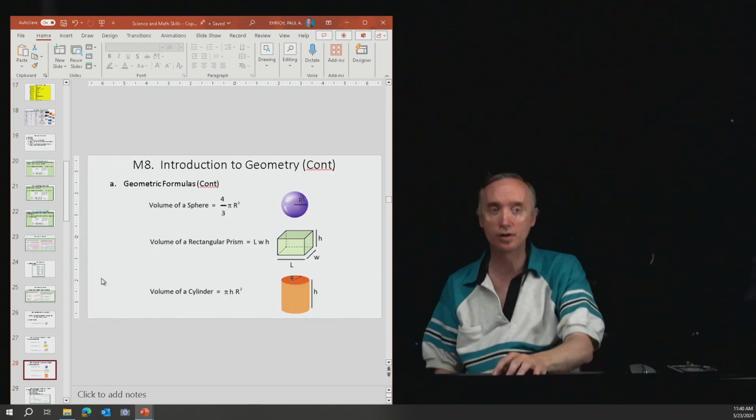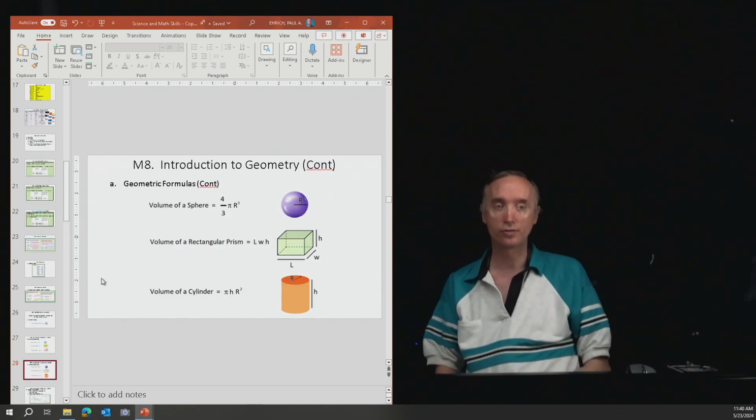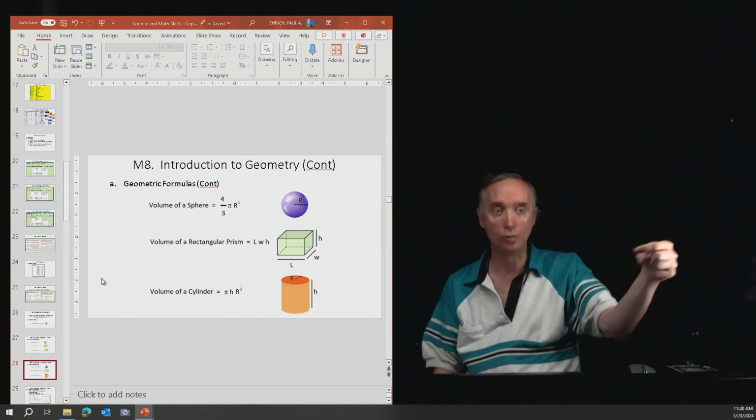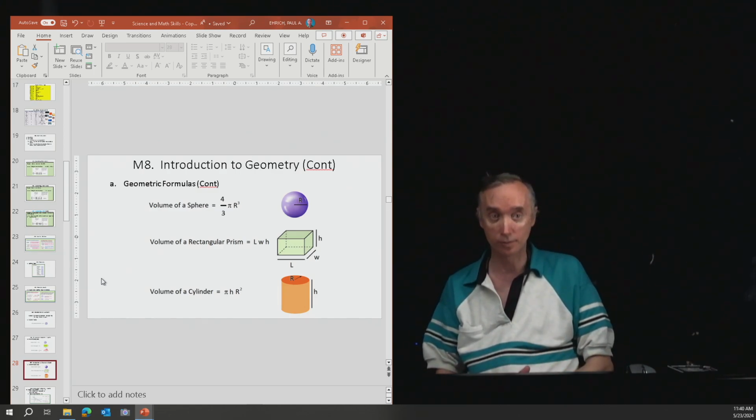And then you should also know about different kinds of volumes. There are 3 volumes that are very handy to know. The first is the volume of a sphere, which is 4/3 times pi times r cubed. And then the volume of a rectangular box, which they call a prism, is going to be the length of the box, the width of the box, and then the height of the box. So you multiply those 3 numbers together.